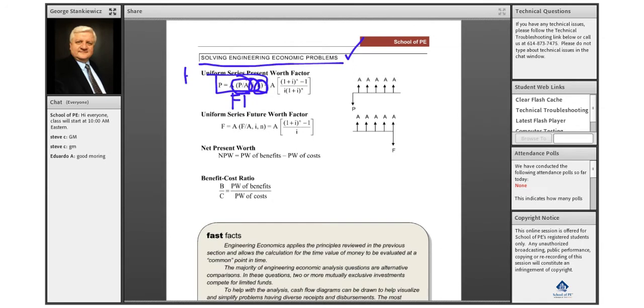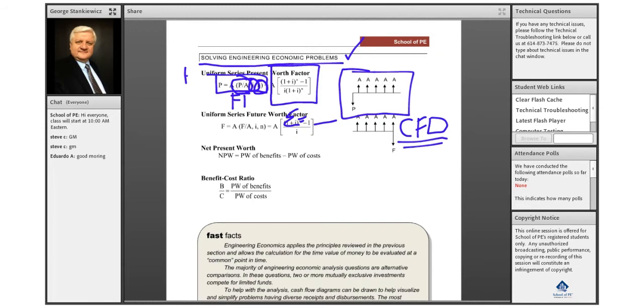All the factor table numbers are derived by the equations that are found in your book and in our refresher course notes. These are the actual equations that you use to solve the problem, or you can use the factor table shorthand. And then the last is the cash flow diagram. The cash flow diagram visualizes what we have.